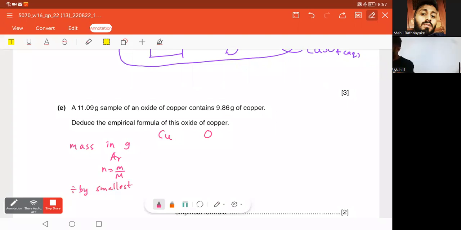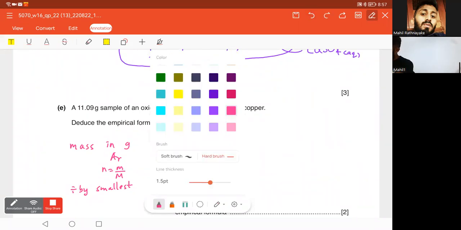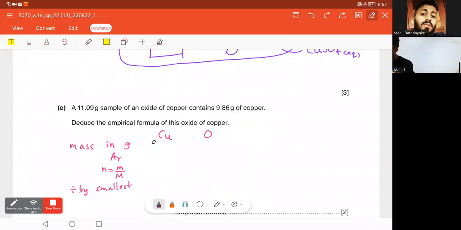Listen, copper mass is given, 9.86. But oxygen mass is not given; they give the mass of the total oxide sample. Then how to find the oxygen mass? 11.09 minus 9.86. What's the answer? 1.23 is the oxygen mass.